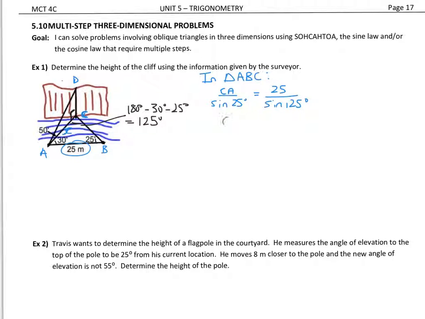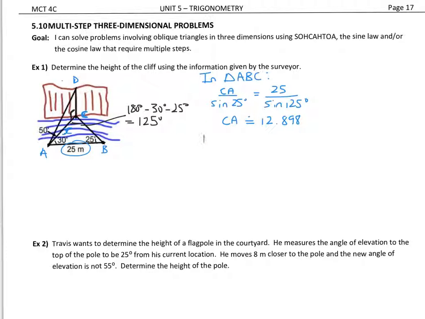If I solve that for CA, I'm going to multiply both sides by the sine of 25 degrees. We're going to get approximately 12.898. Now I've got a lot of extra decimal places here that I don't really need, but I'm going to keep all those digits in my calculator to be able to work with them. All right, so now I've got the length of CA.